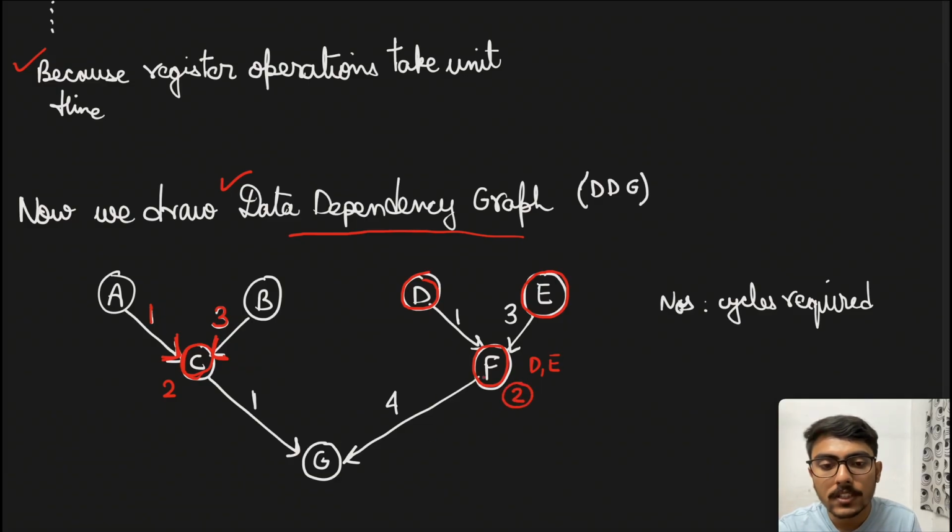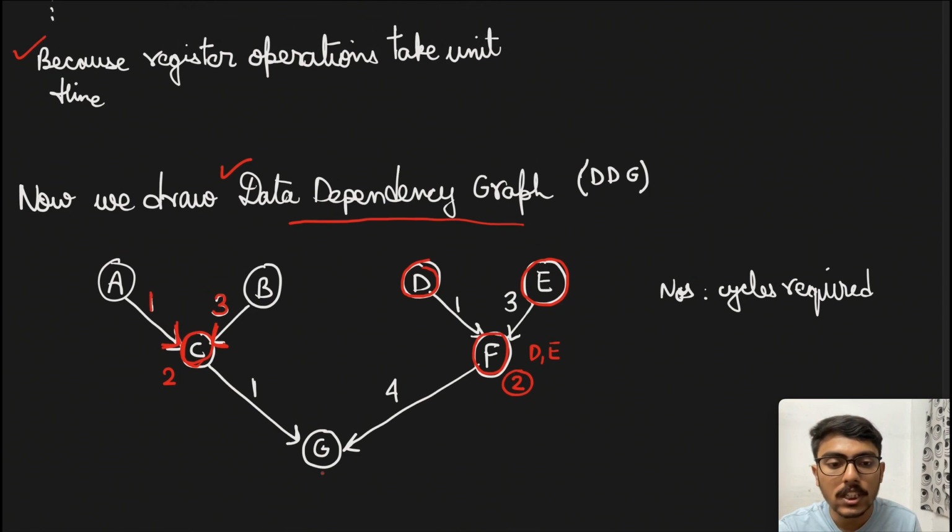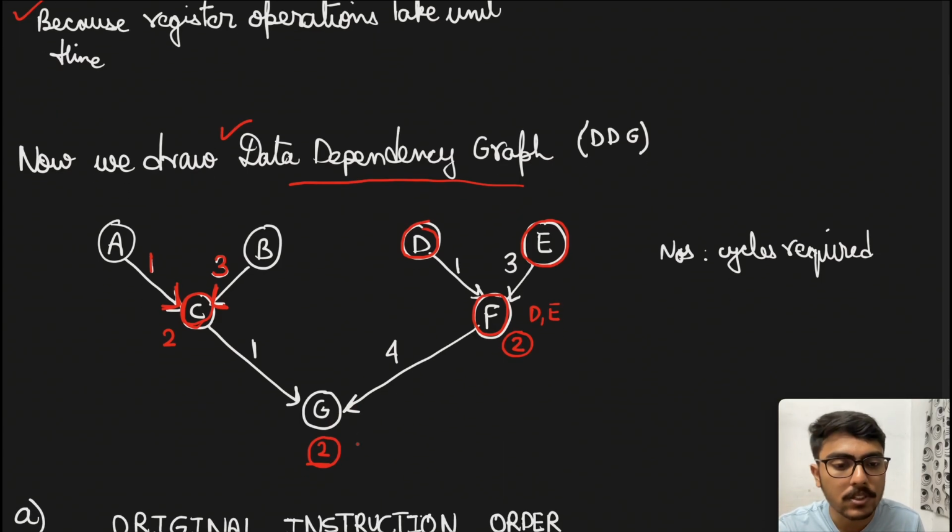Now if we go down, we will see that G is executing. G is also dependent on 2 variables, C and F. Mind you, we will not say that it is also dependent on A, B, D and E. No. What we will say is just that it is directly dependent on C and F, so its dependency is 2. So I hope this makes sense. Now we'll proceed further.